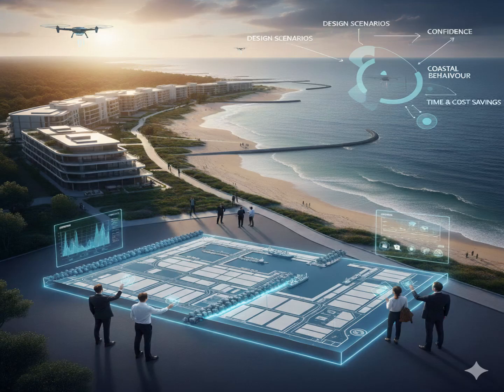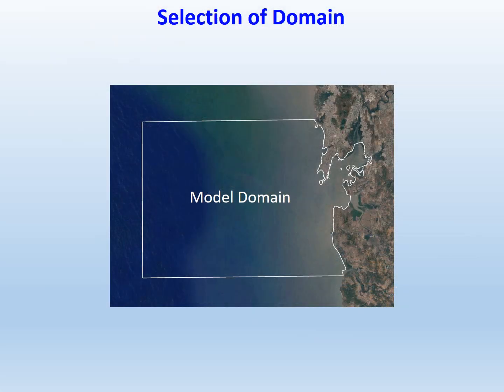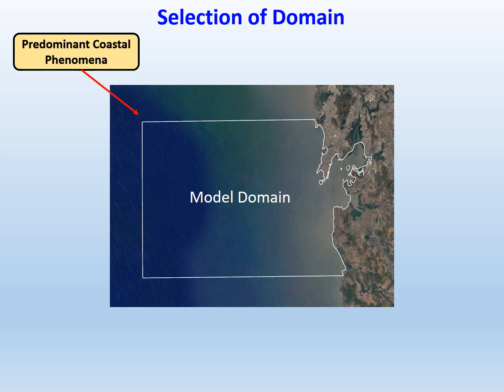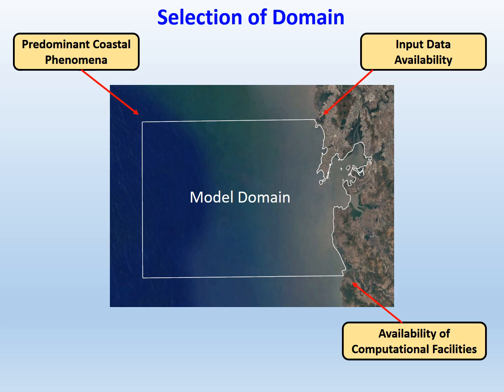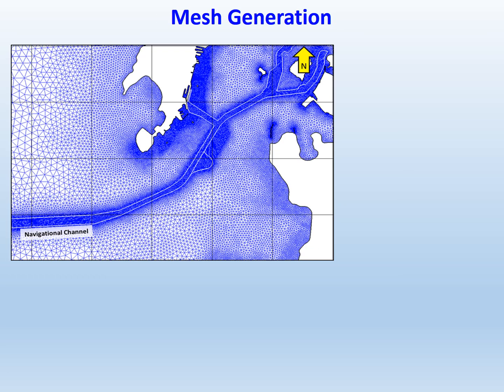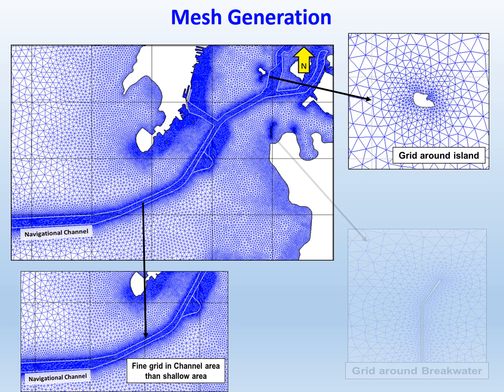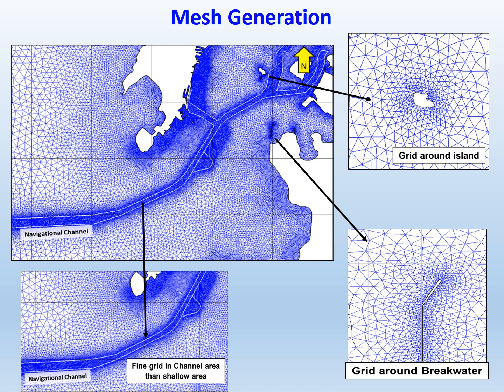Mathematical modeling allows researchers to test multiple design scenarios quickly, visualize coastal behavior, and gain confidence. For any model, it is necessary to decide the extent of the domain area based on the phenomena to be simulated, availability of field data, computational resources, and the type of model to be utilized. The mesh has to be generated based on the bottom contours and presence of geographical features in the region. Finer grids near channels, islands, or structures capture slopes and depths accurately. Such precision helps simulate flow patterns realistically to improve model accuracy.